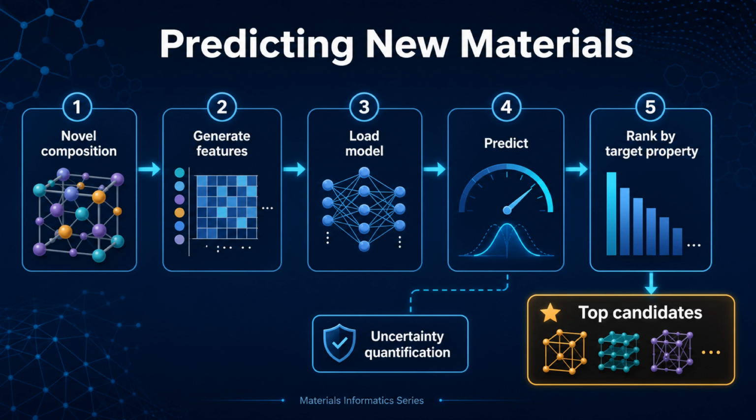Start with novel compositions that weren't in the training set. Generate features using the same featurizer pipeline. Load your saved model and call predict. Rank candidates by the target property. Consider uncertainty quantification to prioritize high-confidence predictions for experimental validation.